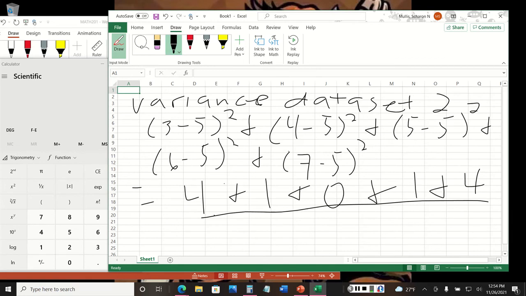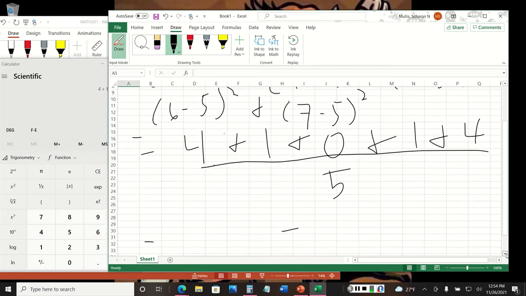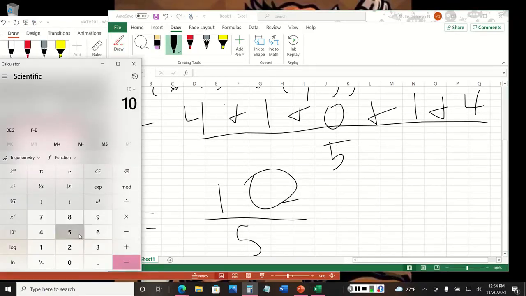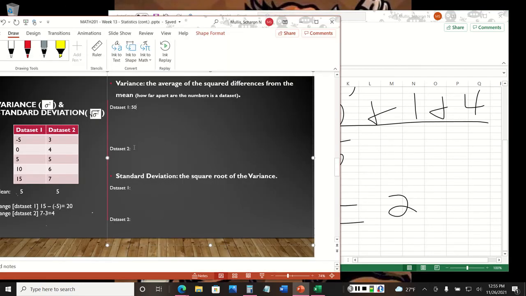kind of like the mean for this. And we need to put a 5 down here because there's 5 numbers that we're about to add. 4 plus 1 plus 0 plus 1 plus 4 equals 10. Let me go over here, put my 10. So that equals 10 over 5. And 10 divided by 5 is 2. The variance for the data set 2 is 2.